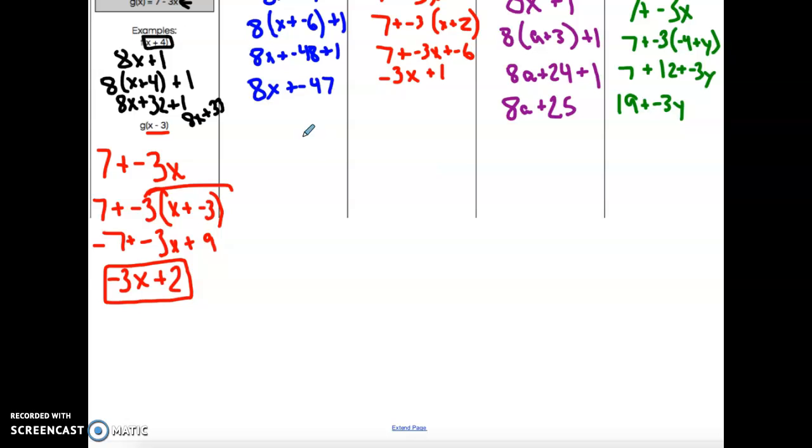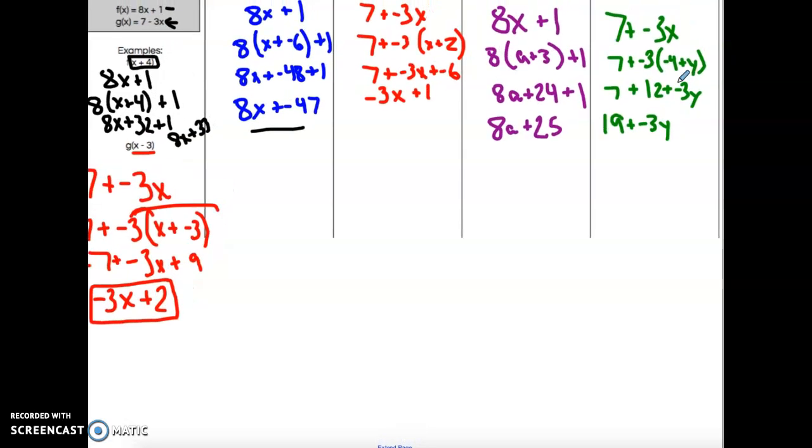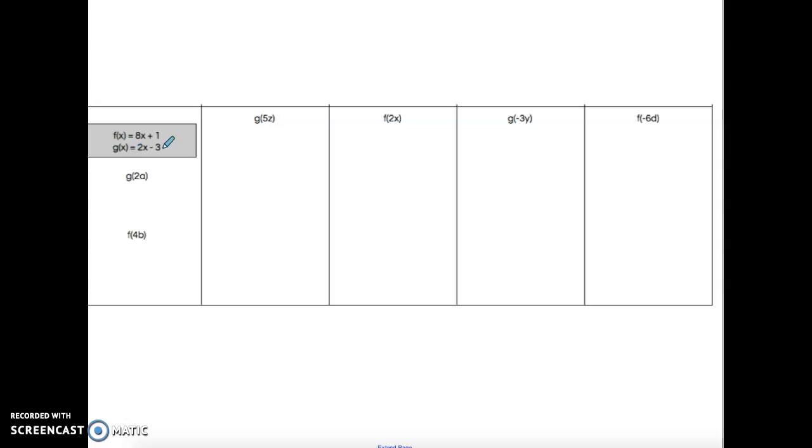The only thing maybe you had different was instead of doing plus negative 47, you obviously could have done minus 47. Those are the same thing. But if you need to pause and look at any of my work, please do so. Otherwise, we're going to go on to the next section.